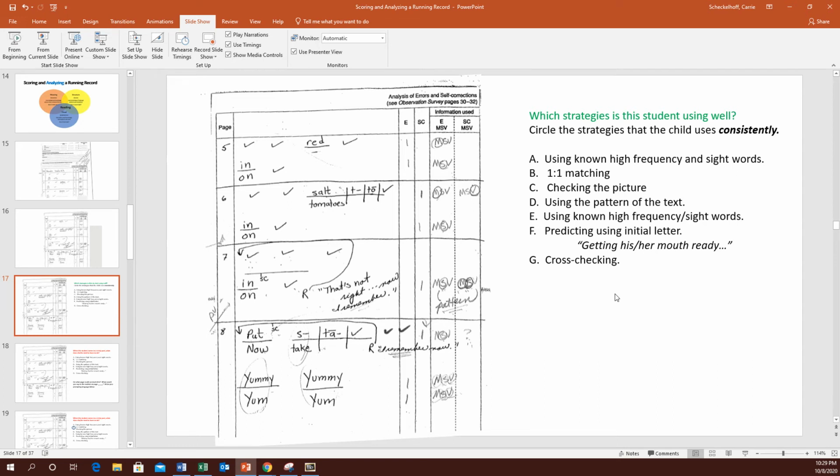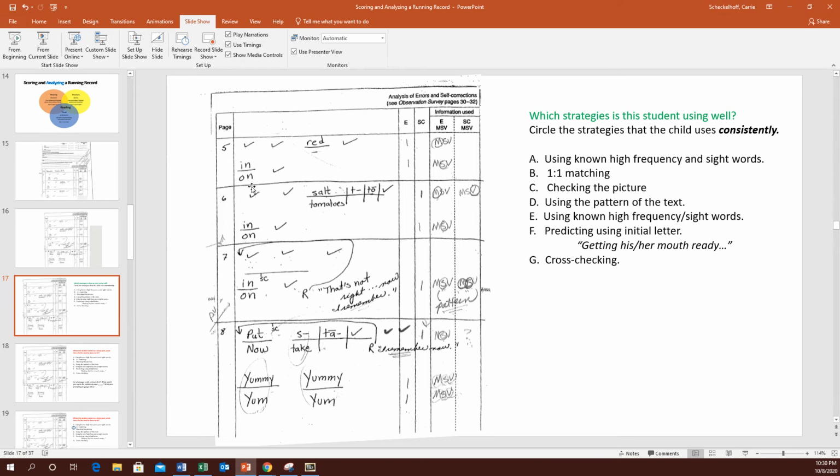Okay, he has a little problem with one-to-one match. And there are certainly some high frequency words that he's not quite using. I do think he's looking at the picture. Sometimes it gets him off track, but other times it's probably helpful. So he is checking the picture. And he's using a pattern.